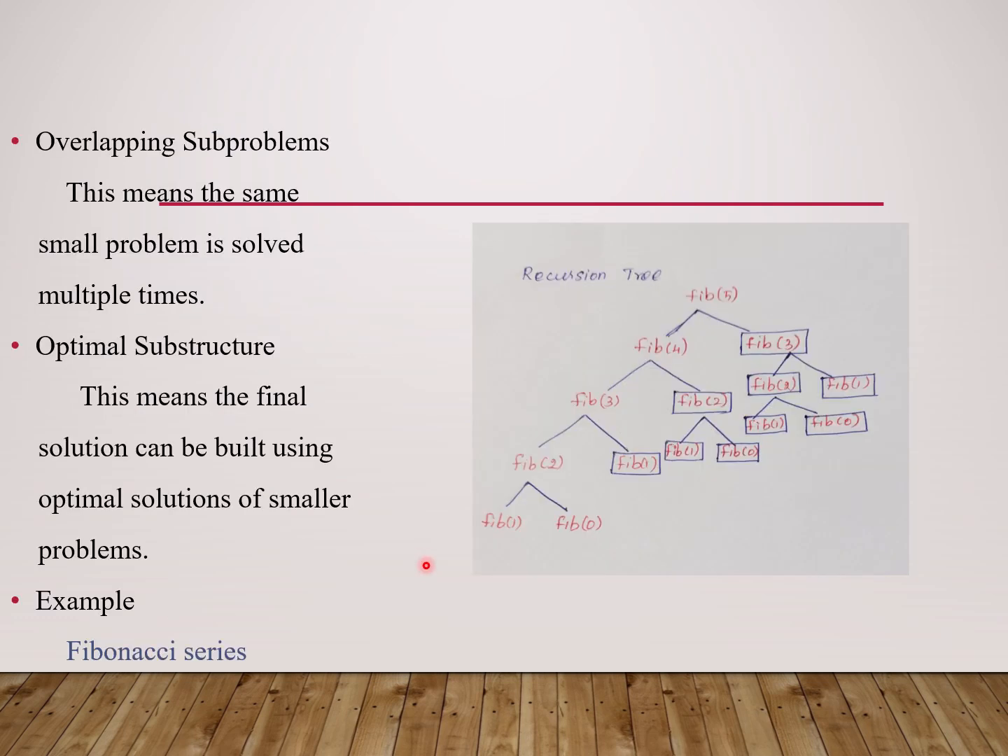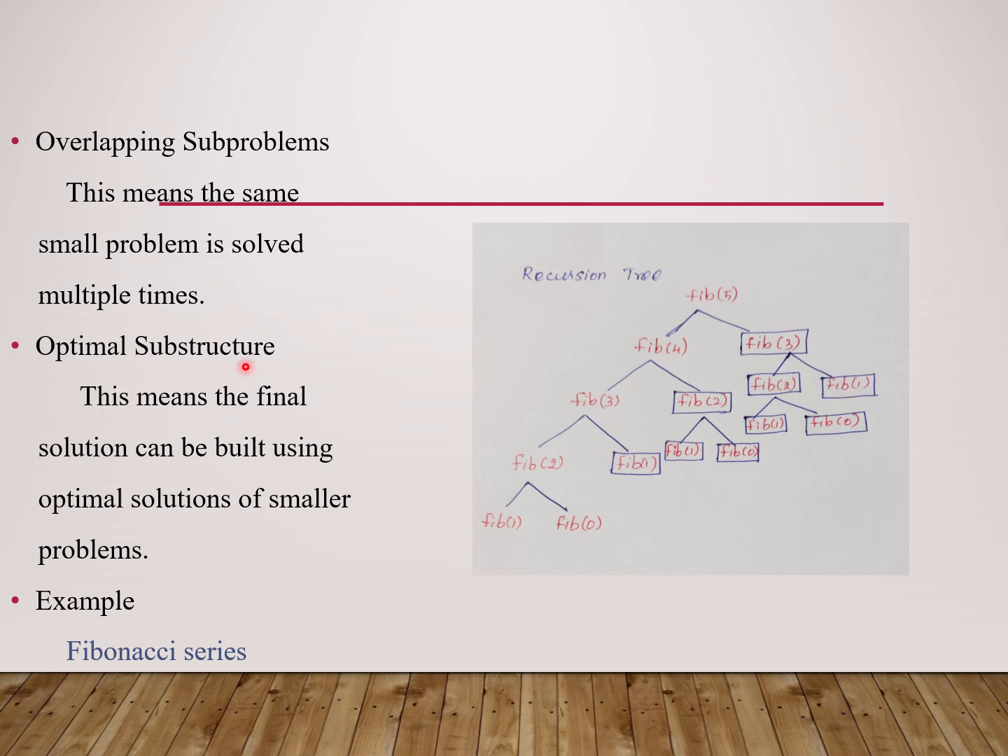Overlapping subproblems are the same subproblems present multiple times. For example, in the Fibonacci recursion tree, to calculate fib5, we should calculate 14 subproblems here. Here fib1, fib2, fib3 are present multiple times. This is called overlapping subproblems.